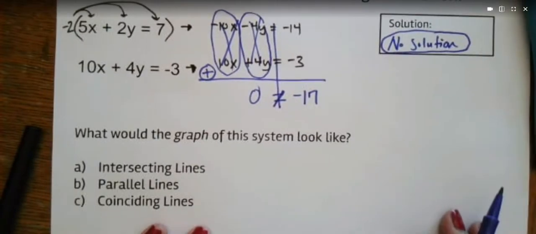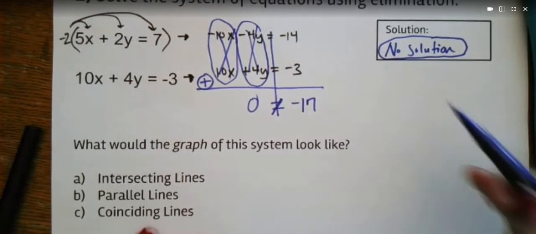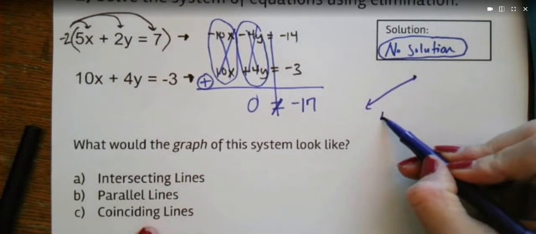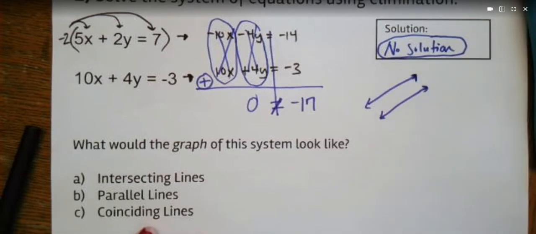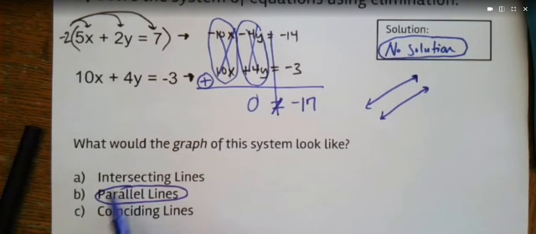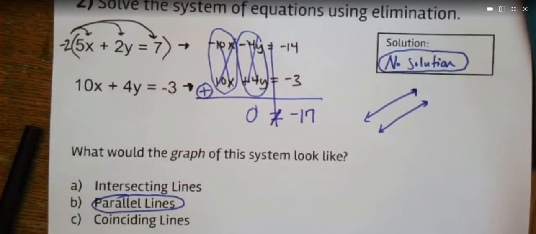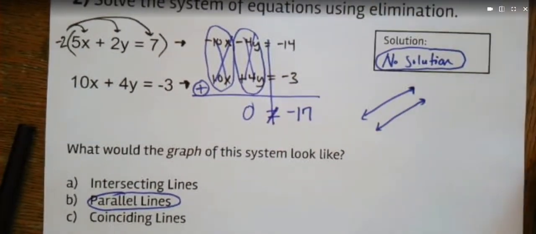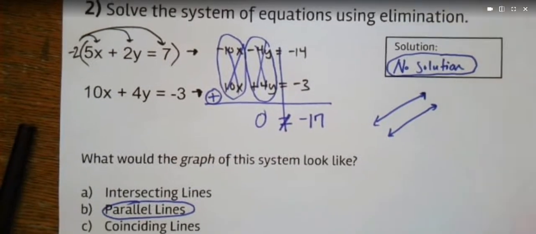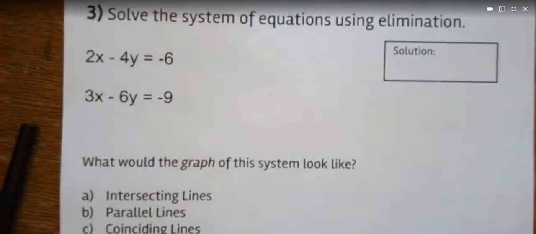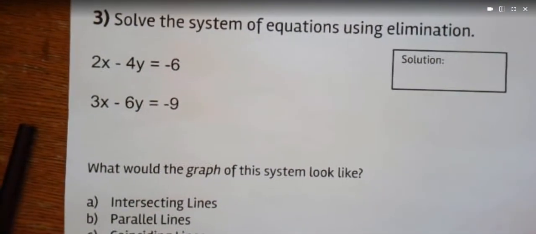So what would the graph of the system look like if there's no solution? Remember, they're never going to touch each other if there's no solution, right? So I'm going to have a set of parallel lines. Those two have the same slope. They're parallel, no solution. So I'm not able to solve for x or y, so I will not get a coordinate as a solution there. Let's look what happens with number 3.